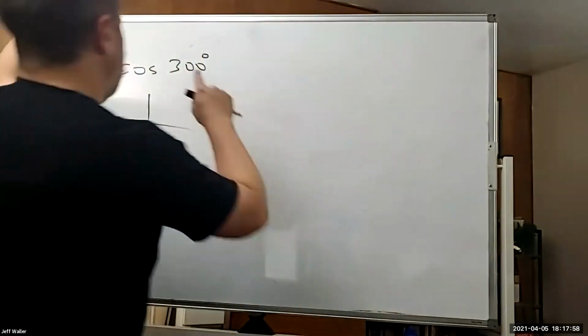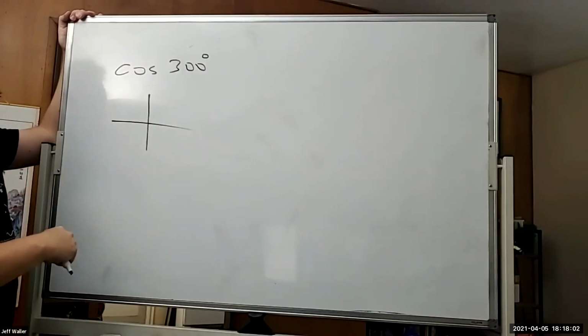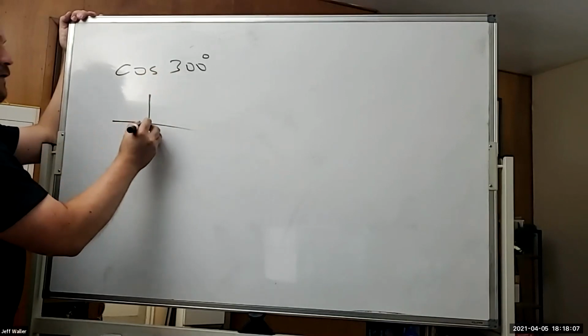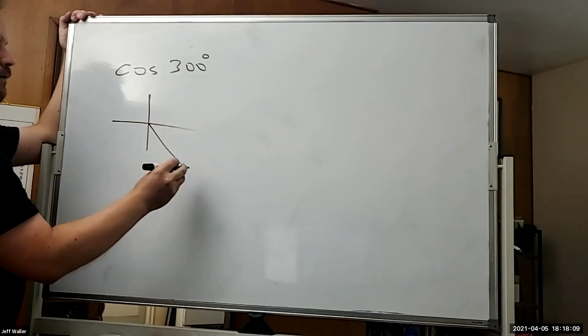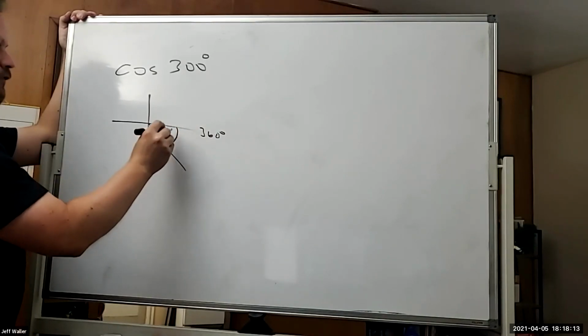Okay. So who's got this? Where am I? What quadrant am I in? 1, 2, 3, 4. 4. So it's 300 degrees. What's the reference angle going to be? 60. Yeah, because this is 360. So it's 60 away from the x-axis.